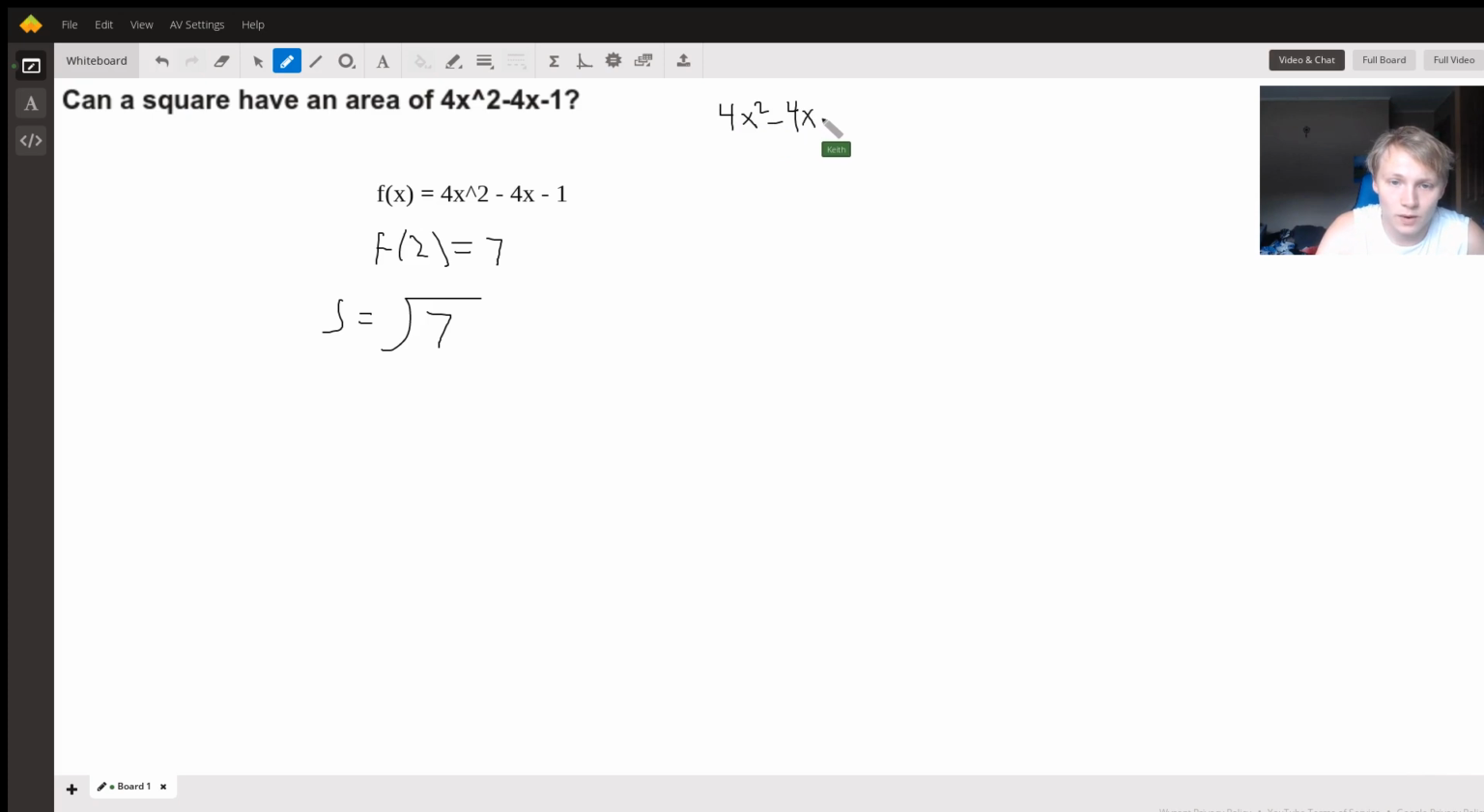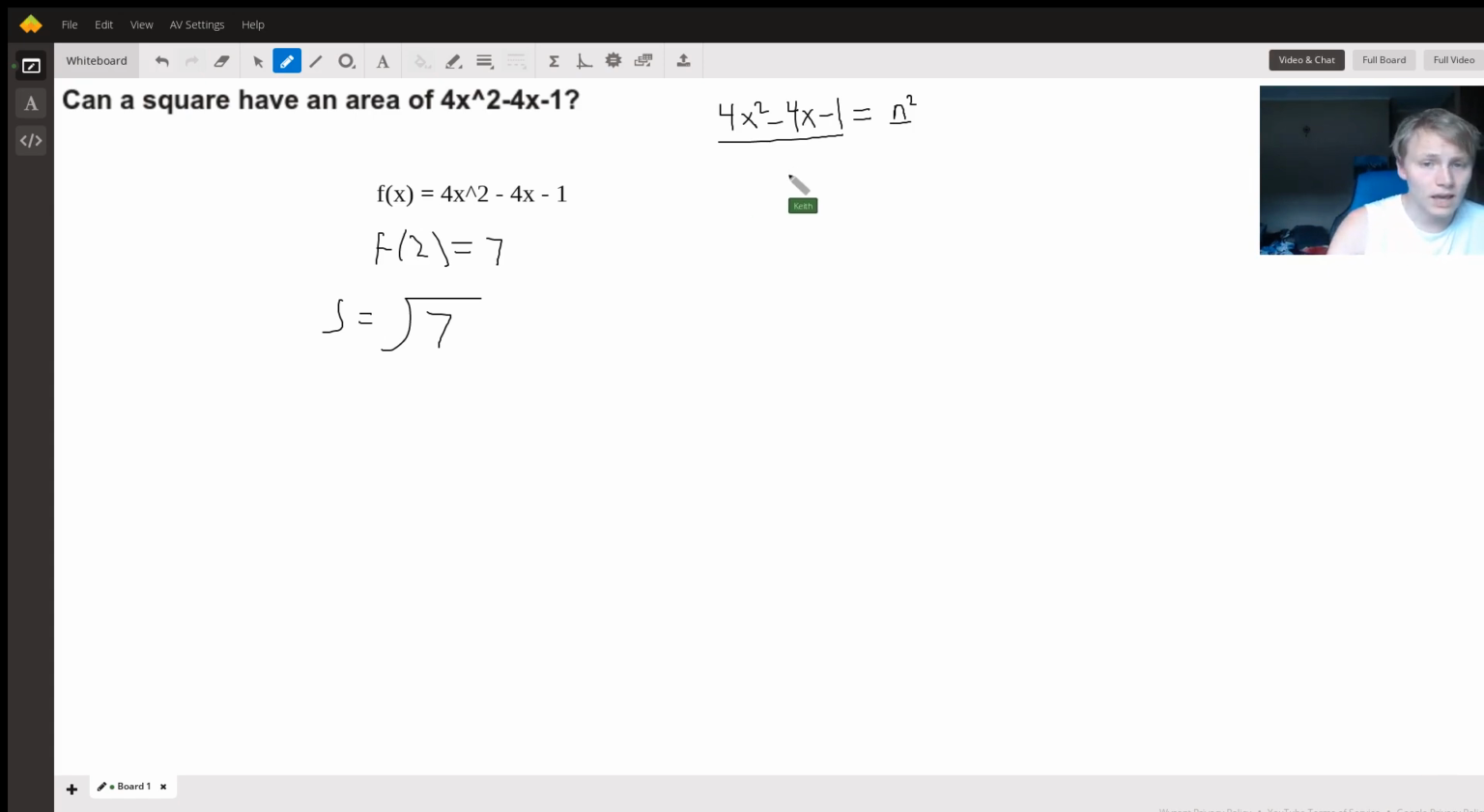So we have 4x squared minus 4x minus 1, and we have it being set to n squared, right? What I mean by this is, if a square can have this area while having whole number side lengths, then its area must also be the square of whatever its side length is. So we're going to call it side length n. Now, what do we know about this n?